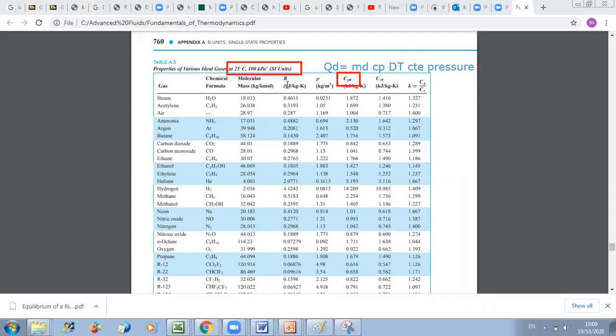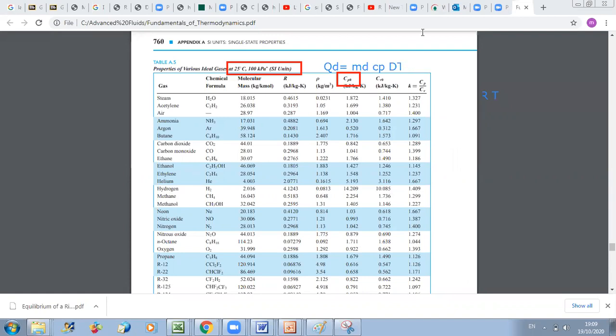So you need to know R, because if you want to use the property of an ideal gas, which is, for example, PV equals m R T, you need to know the value of R. If you know R, you can use this equation to find properties. If I give you pressure and volume, you can find temperature, for example.